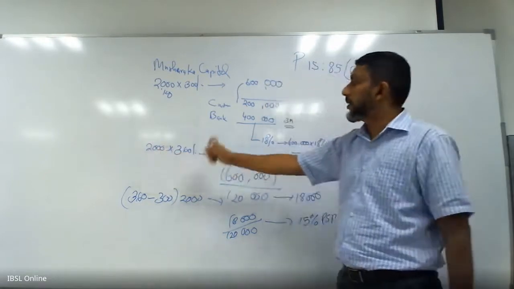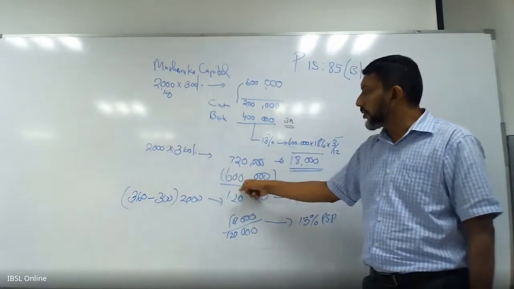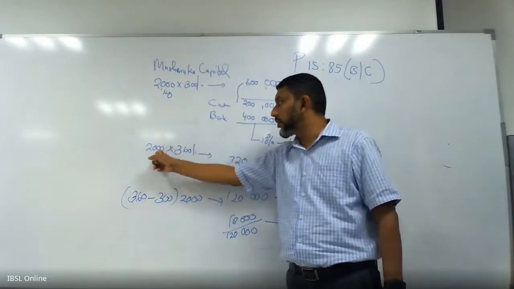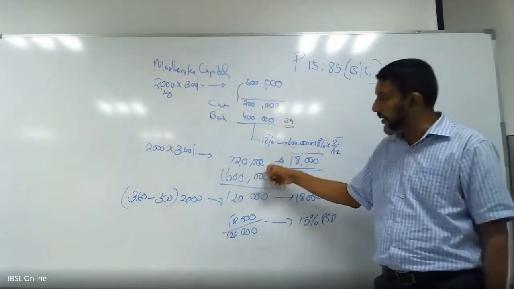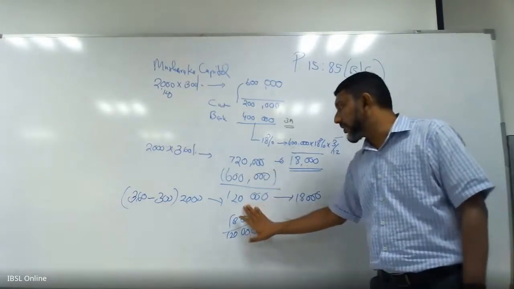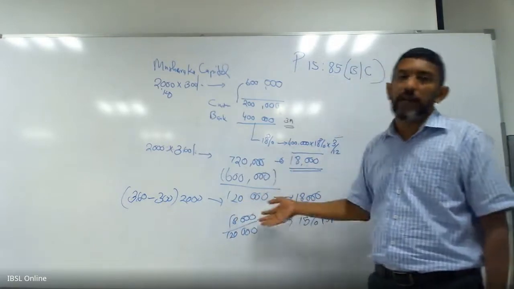2,000 kilograms bought at 600,000 rupees. That's the cost of sales. 2,000 kilograms sold at 360, which is 720,000 rupees. That is the sales proceeds. Sale minus cost of sales, which is 120,000 rupees, is the profit of the Musharaka.